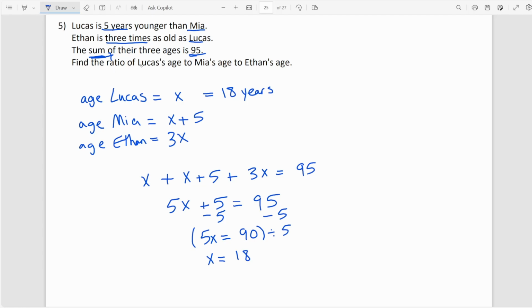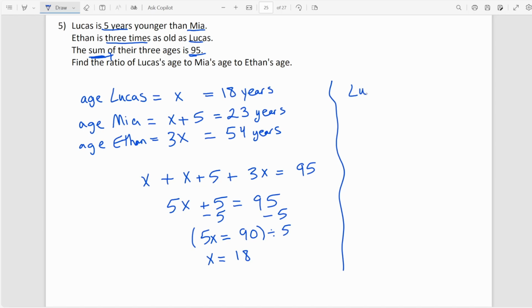The question wants us to find the ratio of Lucas' age to Mia's age to Ethan's age. So I will continue to find firstly their ages and then write them as a ratio. So if Lucas was 18, we have 18 plus 5 over here, which will give us 23 years. That is the age of Mia. And Ethan will be 18 times 3, and he will be 54 years. So Ethan is actually quite older than them. All right. So now let's write the final ratio. I'll write it over here.